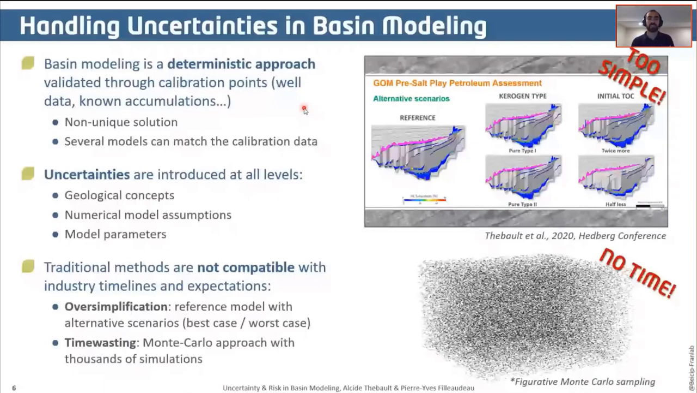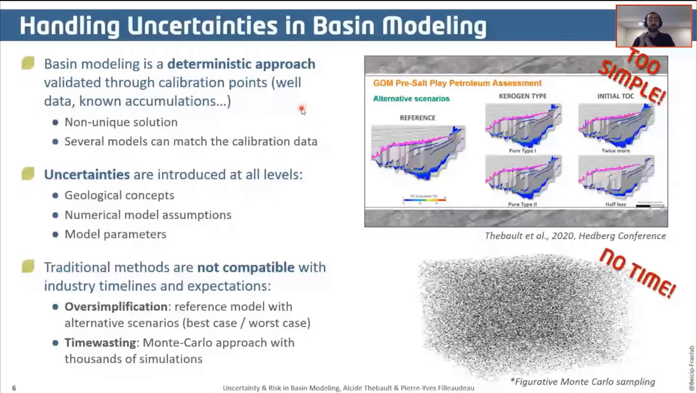And actually, that uncertainty is introduced at all levels. So the purpose of basin modeling is to represent the geological reality, what happens within our basins through millions of years, and all that is represented through geological concepts, that are not perfect and we cannot take all of them into account. These geological concepts are translated into numerical model formulas, and these also are simplified. Of course, they do not represent exactly what happened. And then we also have our model parameters, so everything we put in the model, at present day, which is sometimes a bit uncertain, and also in the past, which is even more uncertain, and all that brings uncertainty in the models.